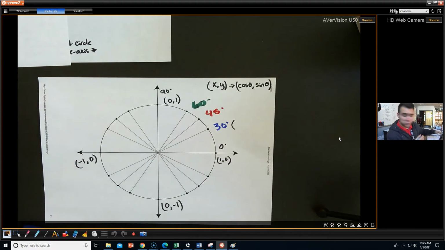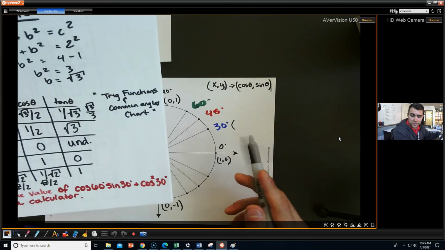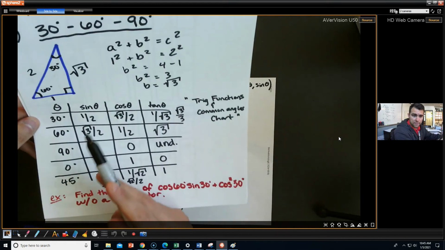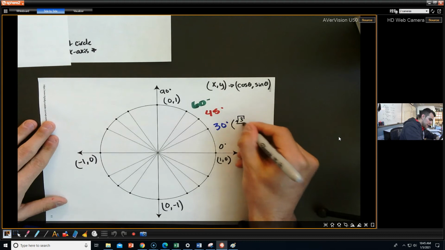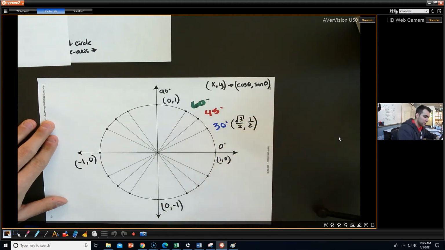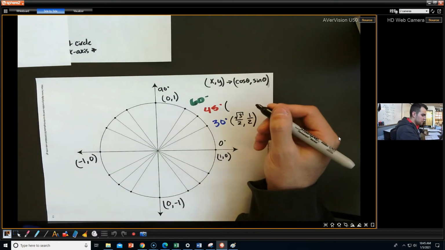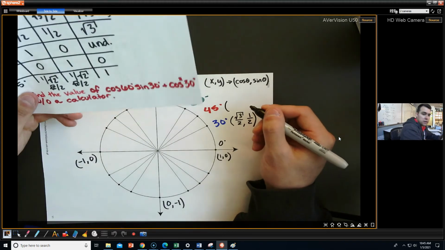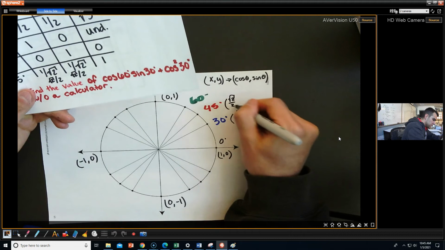But we know what those values are because we filled them out yesterday using our triangles, right? We know that the cosine of 30 degrees is going to be square root of 3 over 2. And likewise, I know sine of 30 degrees is just 1/2 based off my chart. And what I can do is fill out the rest of these coordinates, knowing my chart. And that's all I'm going to do. I'm going to use my chart to fill out the rest.